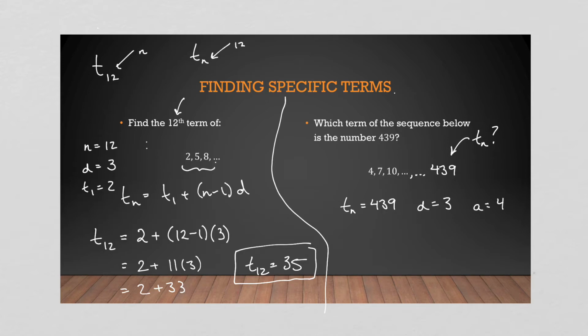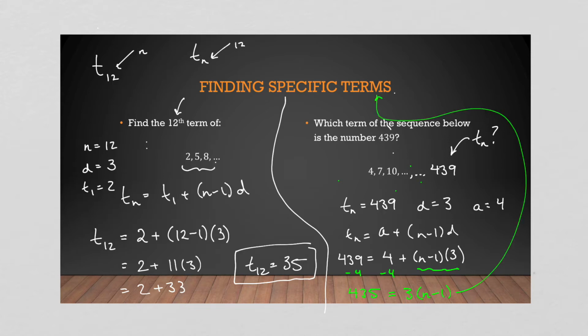So what we have now is Tn equals A plus n minus 1 times D, and we're going to fill in. This time though we have 439 is equal to 4 plus n minus 1 times 3. You see we're missing the n. Now we do a little bit of algebra here. Subtract 4 from both sides. 435 is equal to, I'll just rearrange these, easier to read, 3 times n minus 1.